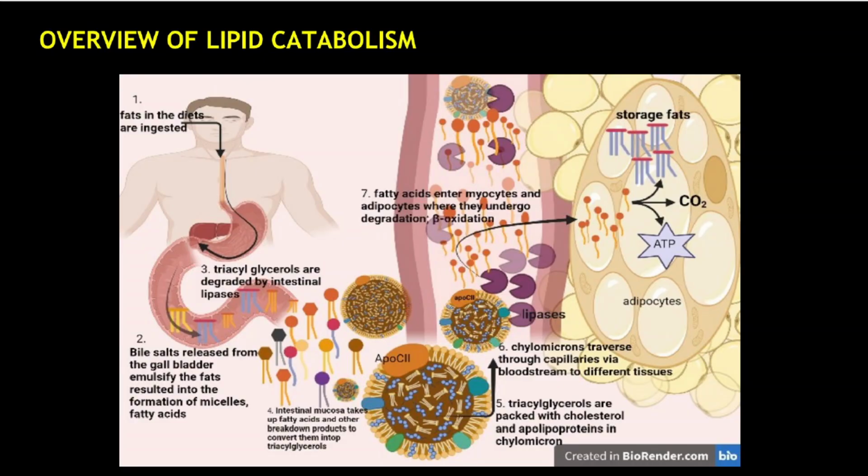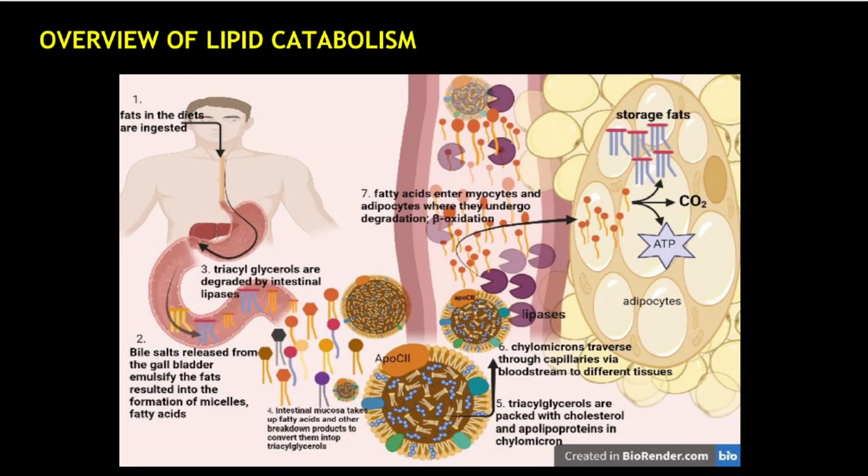This results in the formation of micelles and fatty acids. Now, what happens with these fatty acids, or triacylglycerols, is that they are degraded by the intestinal lipases. Lipase means an enzyme that will break down the lipid molecules. So these triacylglycerols are degraded by the intestinal lipases. The intestinal mucosa takes up fatty acids and other breakdown products to convert them into triacylglycerols.